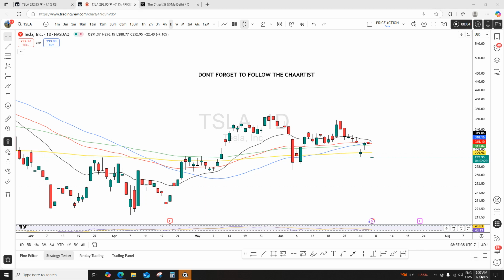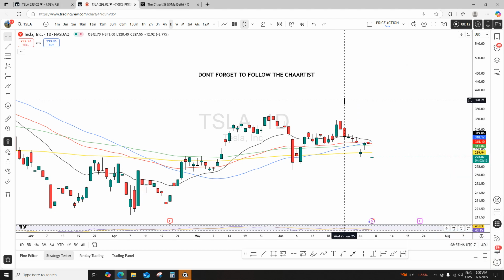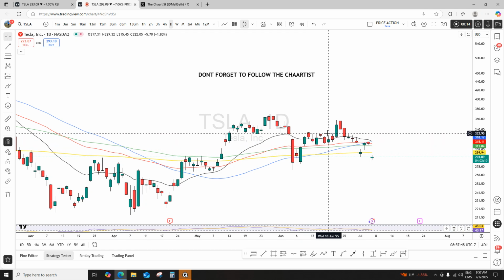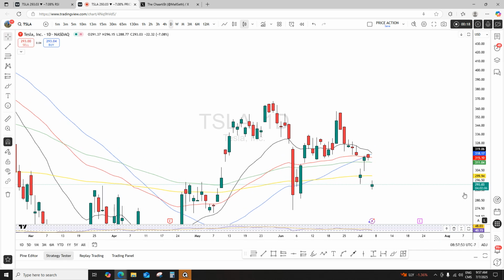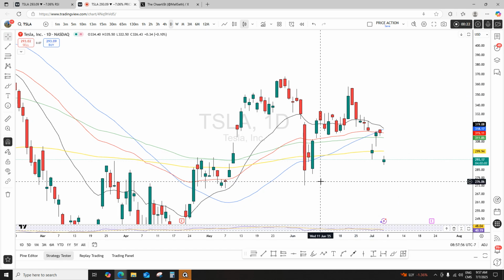Today is 7th July 2025, local time 9:57 a.m. Eastern time would be almost 12. I'm 2 hours behind. All right, the market is live right now. As you can see, I'm on the daily time frame and the market is moving, and I will be analyzing Tesla.